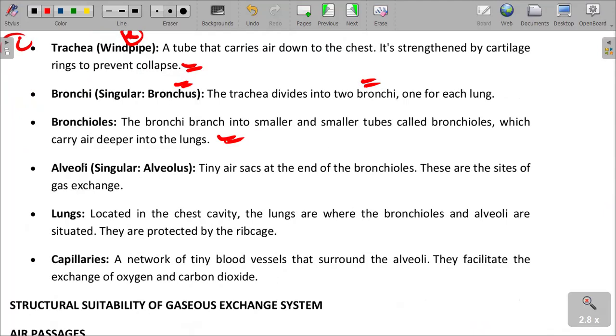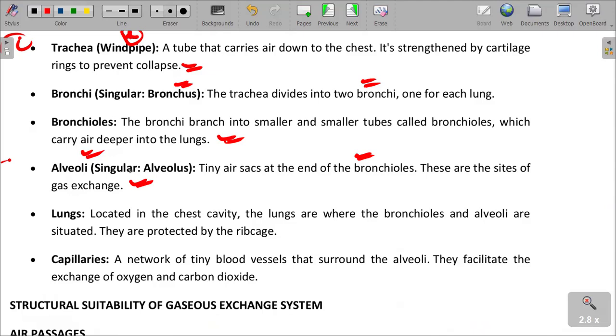And then the alveoli, alveolus in the singular, are tiny air sacs at the end of the bronchioles. These are the sites for gaseous exchange. Gaseous exchange takes place in the alveoli.